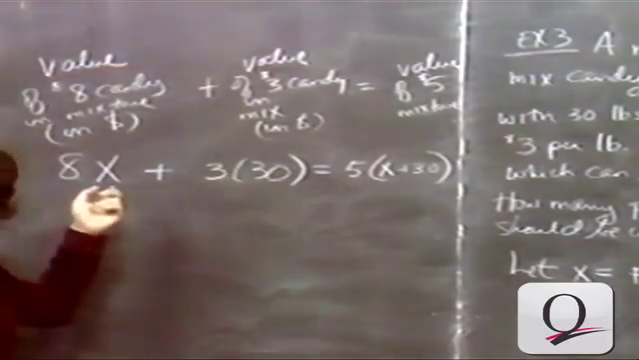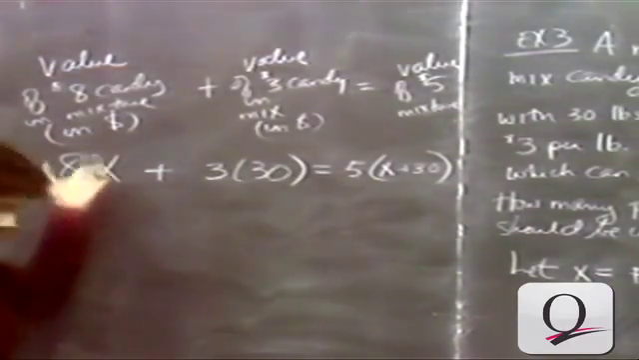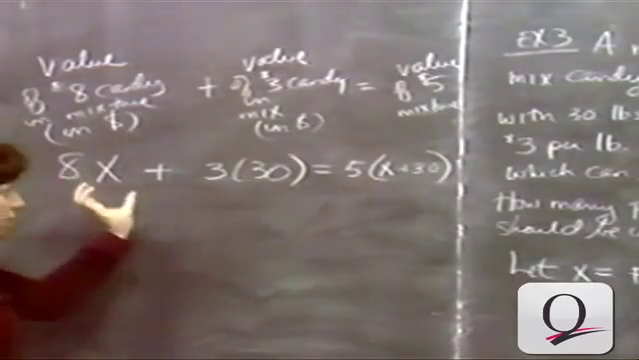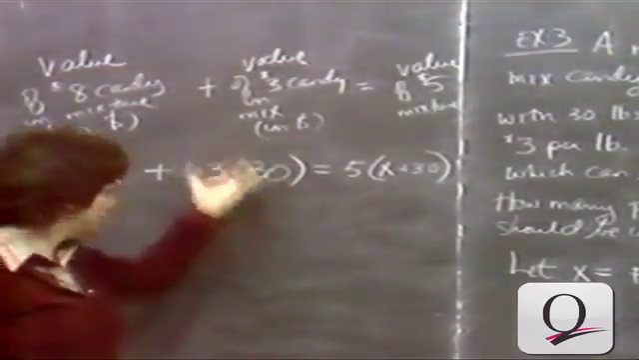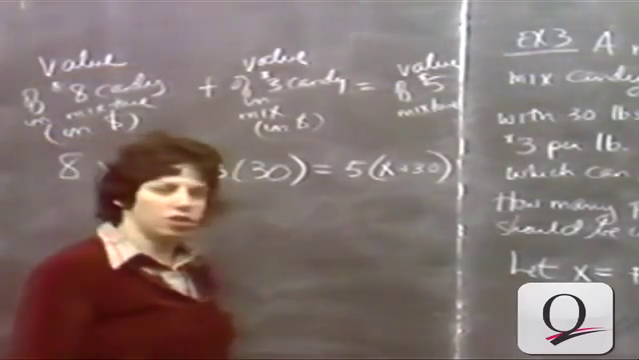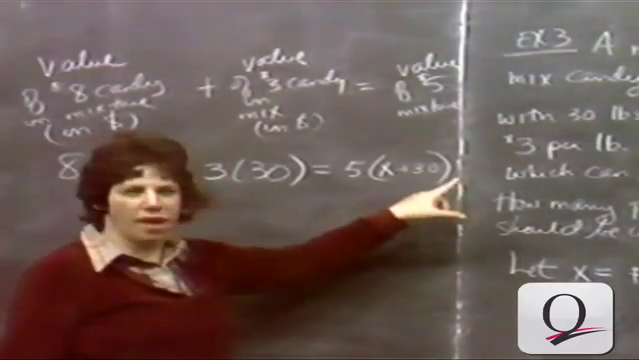He takes X pounds of $8 candy, worth $8 per pound. That's the value of the $8 candy in the mixture. The $3 candy, he has 30 pounds of that. That's the value of that. The total mixture is X plus 30 pounds.